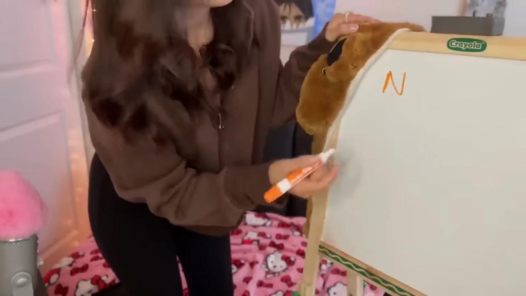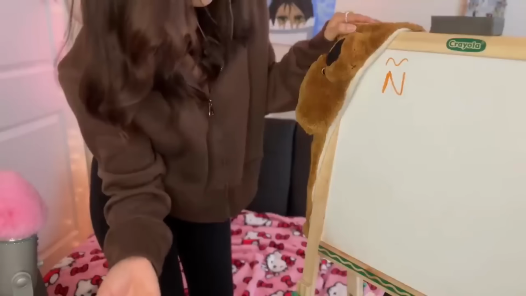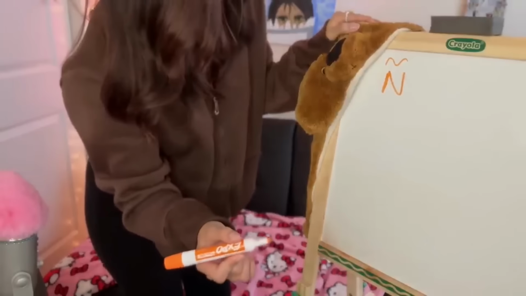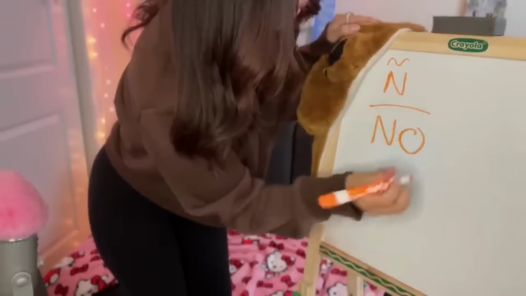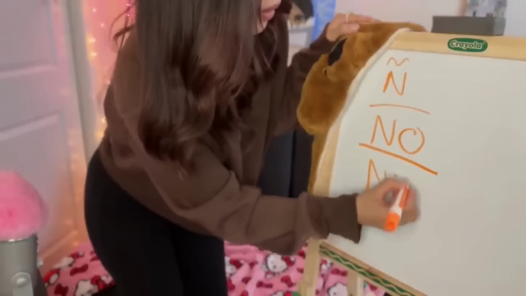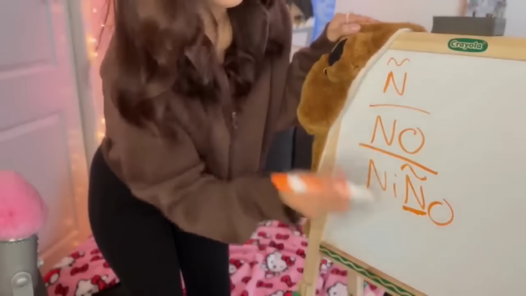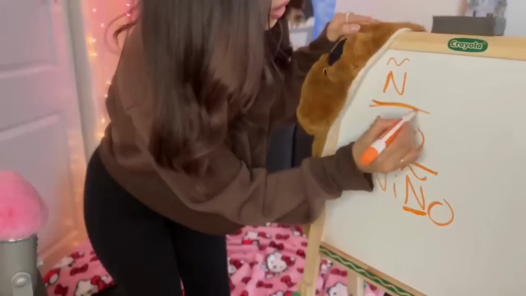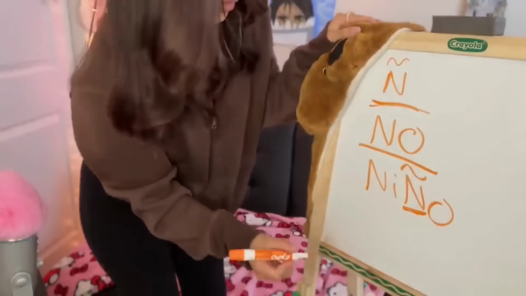We have N, right, in the Spanish alphabet, N. But if you add this little tilde, you see that it's a ñ. It's a little tilde, and it'll change the meaning of a word so much. So we could have no, which means no, and then you could have ña, ño.